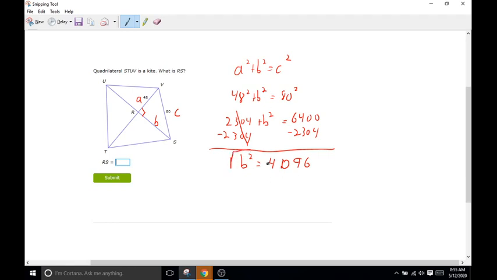Okay, so now we just need to find the square root of 4,096. So we'll square root both sides. The square root of b squared is b, and then the square root of 4,096 is 64. So therefore, b, our length here, is going to be 64, so RS is going to be 64.